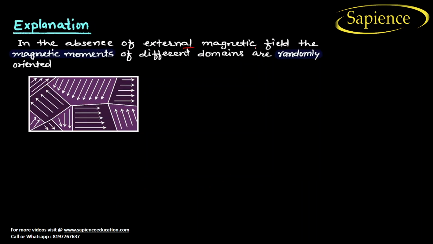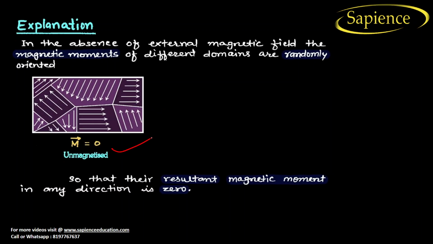Now, in the absence of an external magnetic field, the magnetic moments of different domains are randomly oriented. See here, one domain has a random moment, and this domain is in a random orientation. So this is unmagnetized, and finally you will find the total magnetic moment is zero, so that the resultant magnetic moment in any direction is zero.